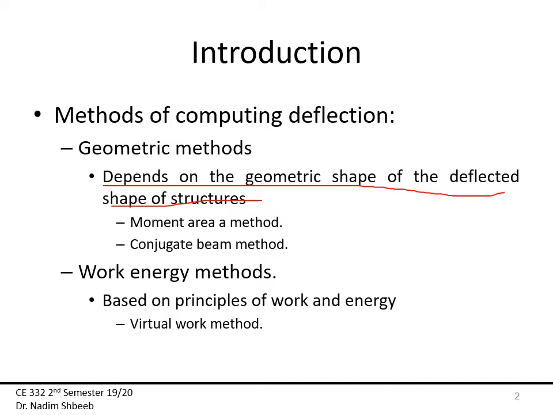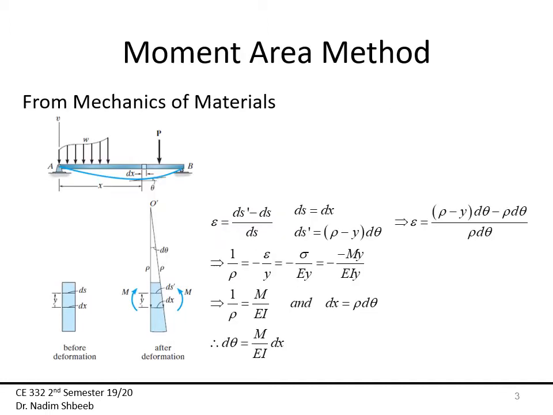And there are two methods or two techniques, if you will. One is the moment area method and the other is the conjugate beam method. Oh, to be more accurate, there are more than that, obviously, but these are the two that we are going to be discussing in this course. As far as the work energy based methods, there are also a couple of other methods, but we are only going to be interested in the virtual work method. All right, so we're going to be discussing the moment area method, conjugate beam method, and virtual work method for computing our deflections. And I'm going to first start with the moment area method.